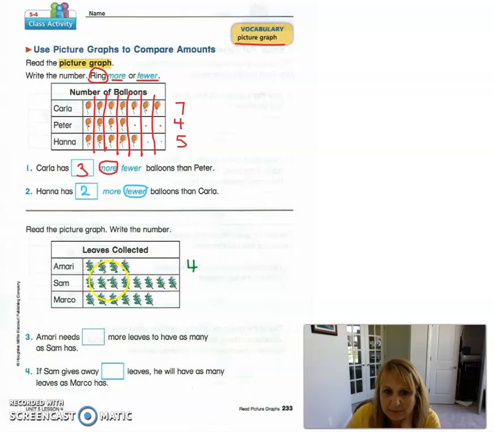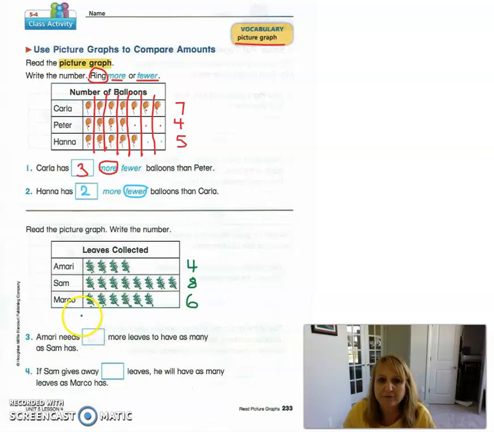And let's count Sam's leaves. 1, 2, 3, 4, 5, 6, 7, 8. Good job. All right. And let's count Marco's. 1, 2, 3, 4, 5, 6. Well done. All right. Number 3 says, Amari needs how many more leaves to have as many as Sam has?